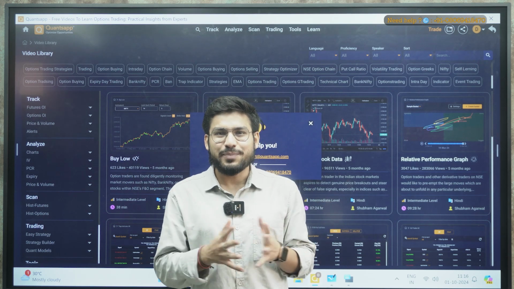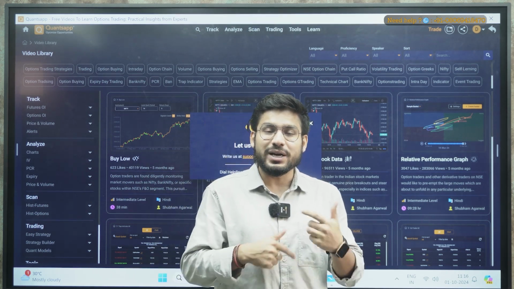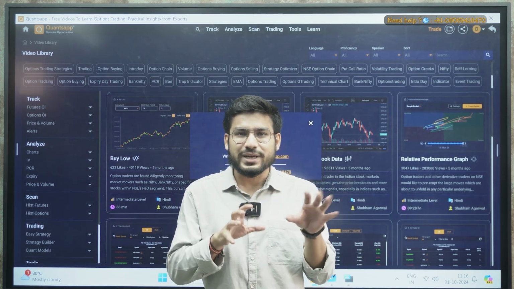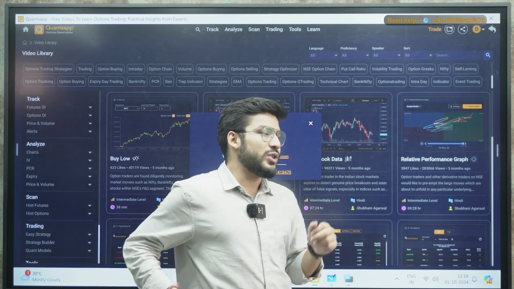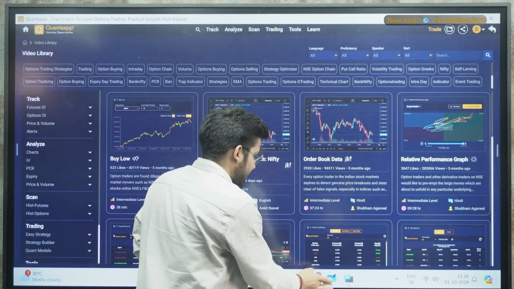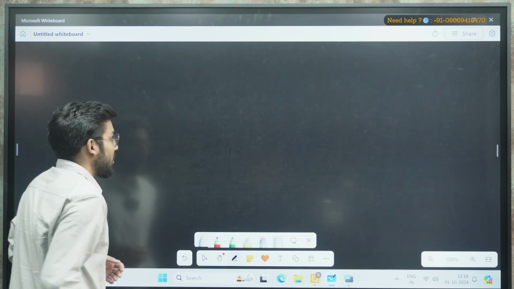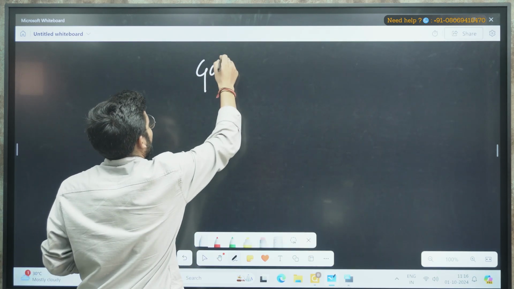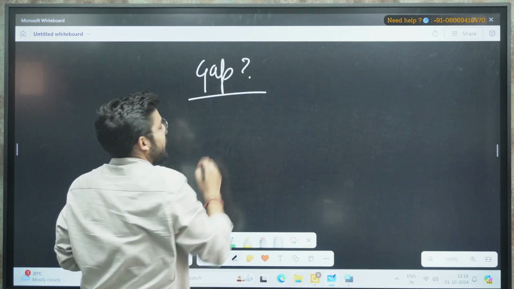Okay, so let's get back to today's session, that is how you can trade after there is a gap up or gap down in the market. Before that, I'll clear some basic things with you. First of all, what is a gap, and what are the types of gap?